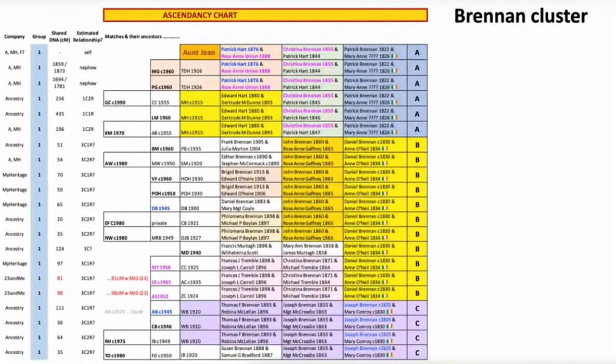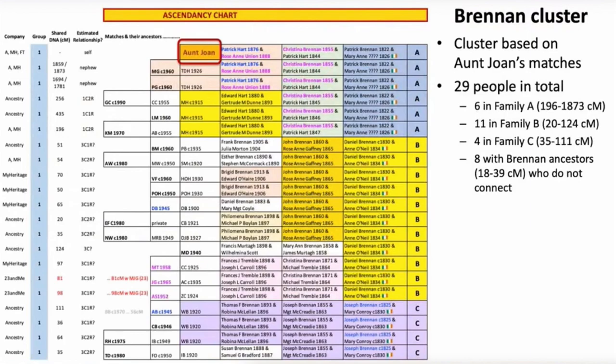Brennan cluster. And this is a cluster that is based on my Aunt Joan, who was born in 1921, sadly deceased, but she lived to a grand old age. And this particular cluster has 29 people in total. So here they are. These are the names of the various people in the cluster. I'm just using initials for privacy purposes.